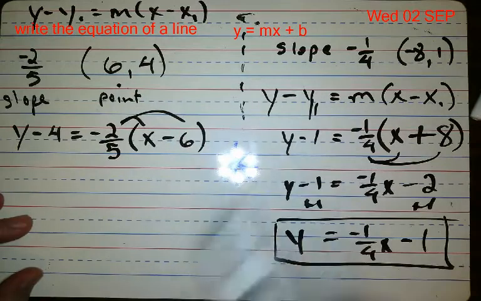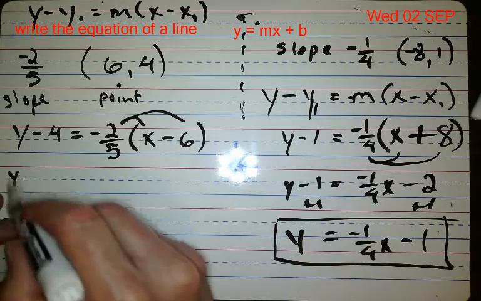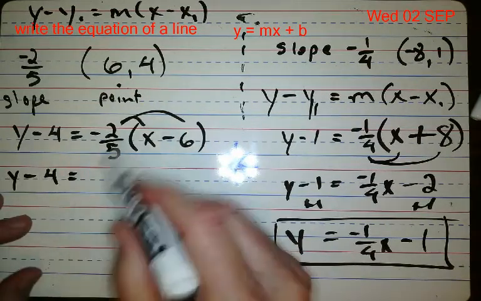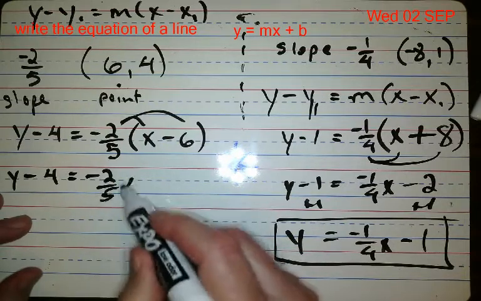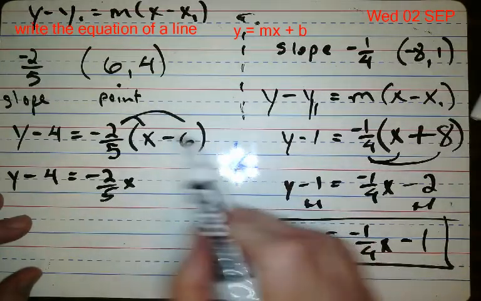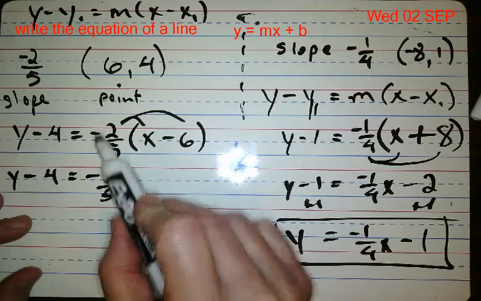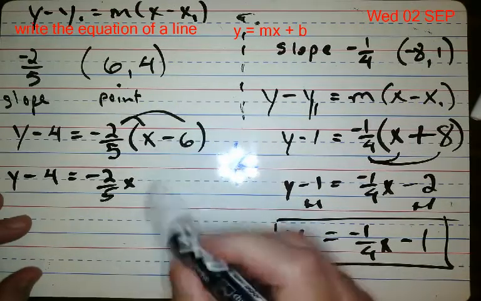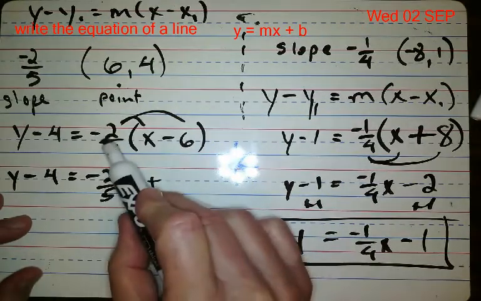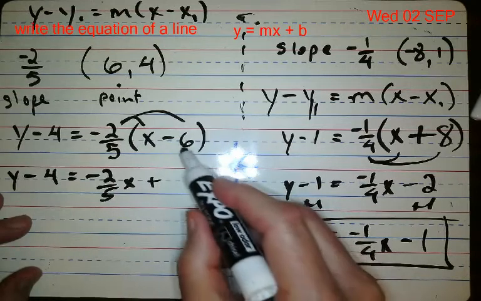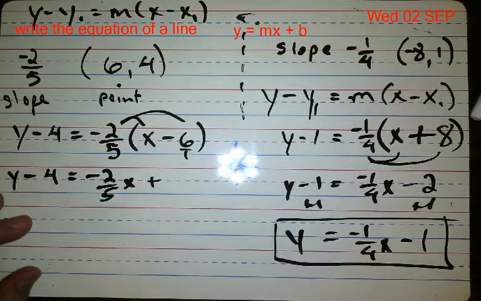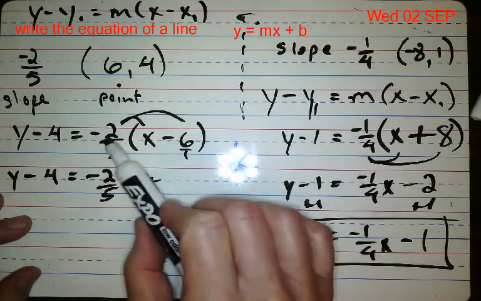I'm pretty happy today, I guess. So y minus 4 equals negative 2/5 of x, and then you multiply this guy times this guy. So negative times negative is going to make it positive. And then when you multiply whole numbers times fractions, you got to think back to fifth grade when you learned to multiply fractions and whole numbers.